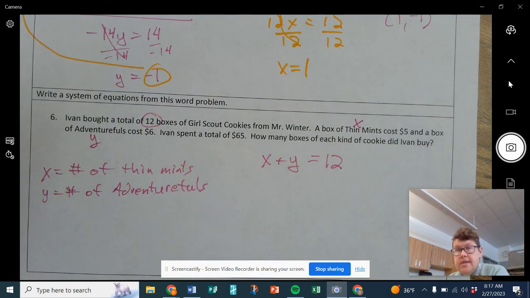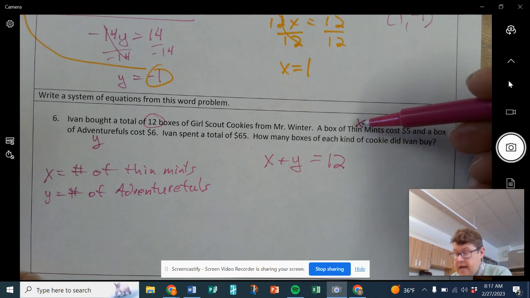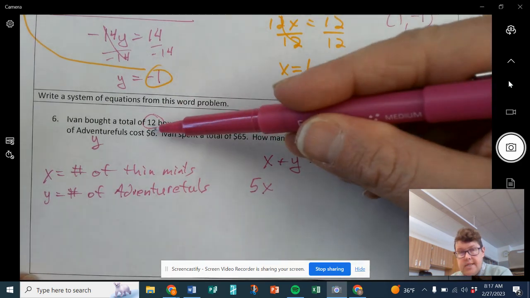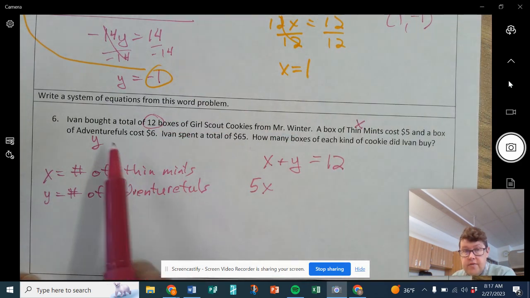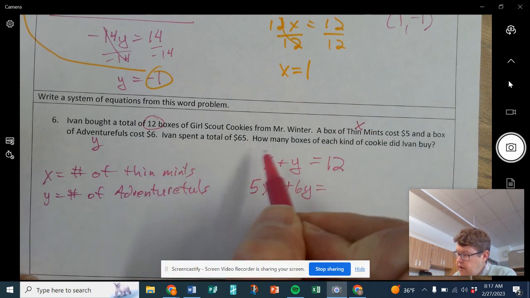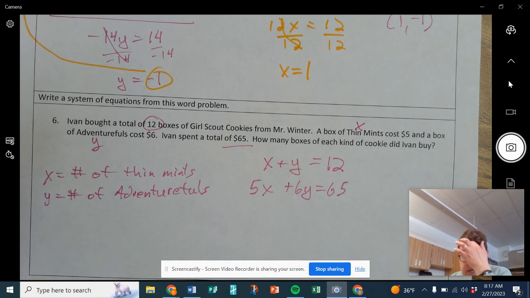Super simple. The second equation is how much they cost. I know that boxes of Thin Mints cost 5, and Thin Mints are my X, so I can say 5X. And I know that Adventurables are 6, and Adventurables are my Y, so that's 6Y. I add those 2 together, and that equals how much he spent, and that's it. I'm not going to ask you to solve that, I'm just asking you to write it.